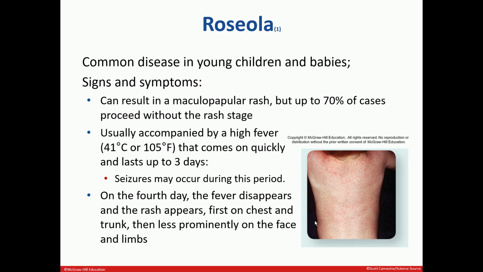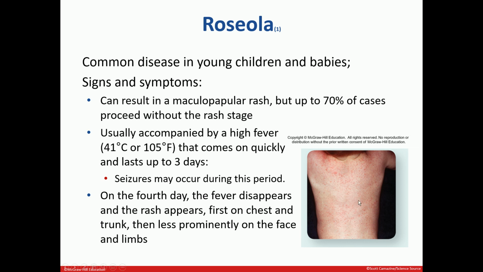Okay, next we are going to talk about roseola. This is a disease which is common in young children and babies. This disease can also cause a macular rash like this. You can see here the same kind of rash.